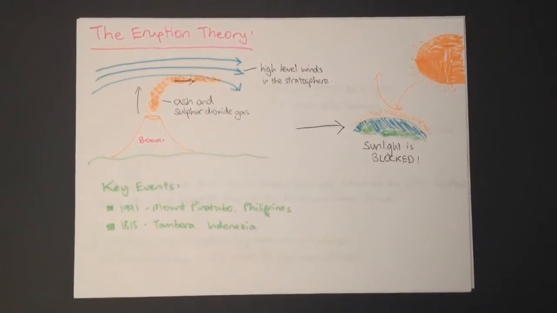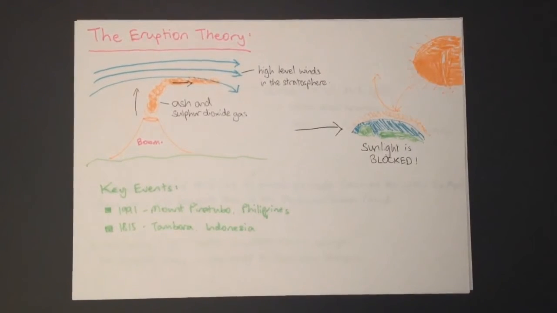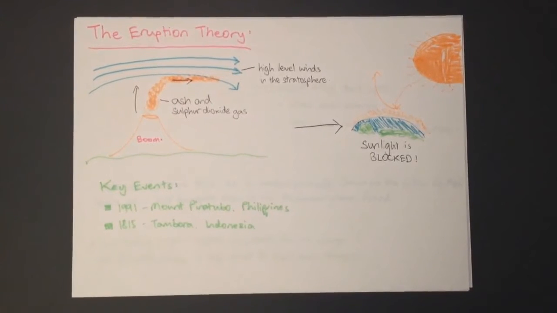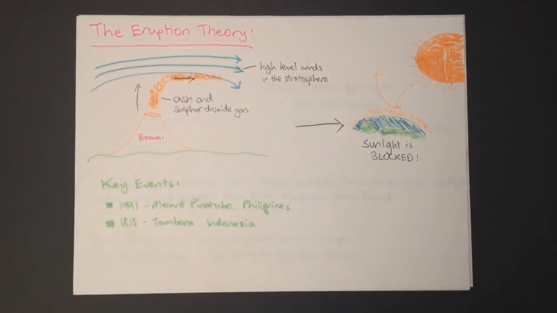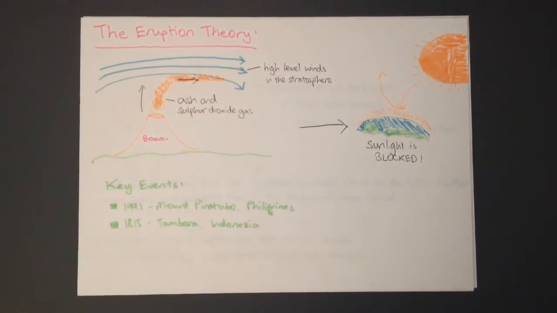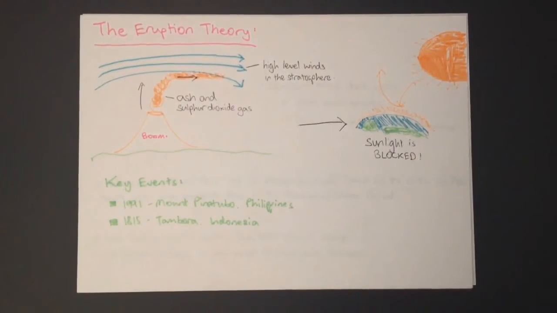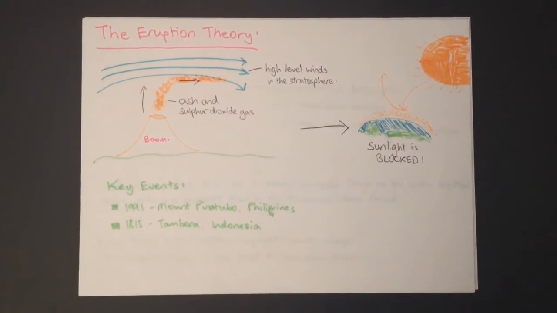An example of an event caused by a volcanic eruption would be in 1991. Mount Pinatubo's eruption in the Philippines released 17 million tons of sulfur dioxide gas. A more serious eruption would be in 1815. Tambora's eruption in Indonesia had global effects for 5 years, causing 200,000 deaths in Europe due to failing harvest.